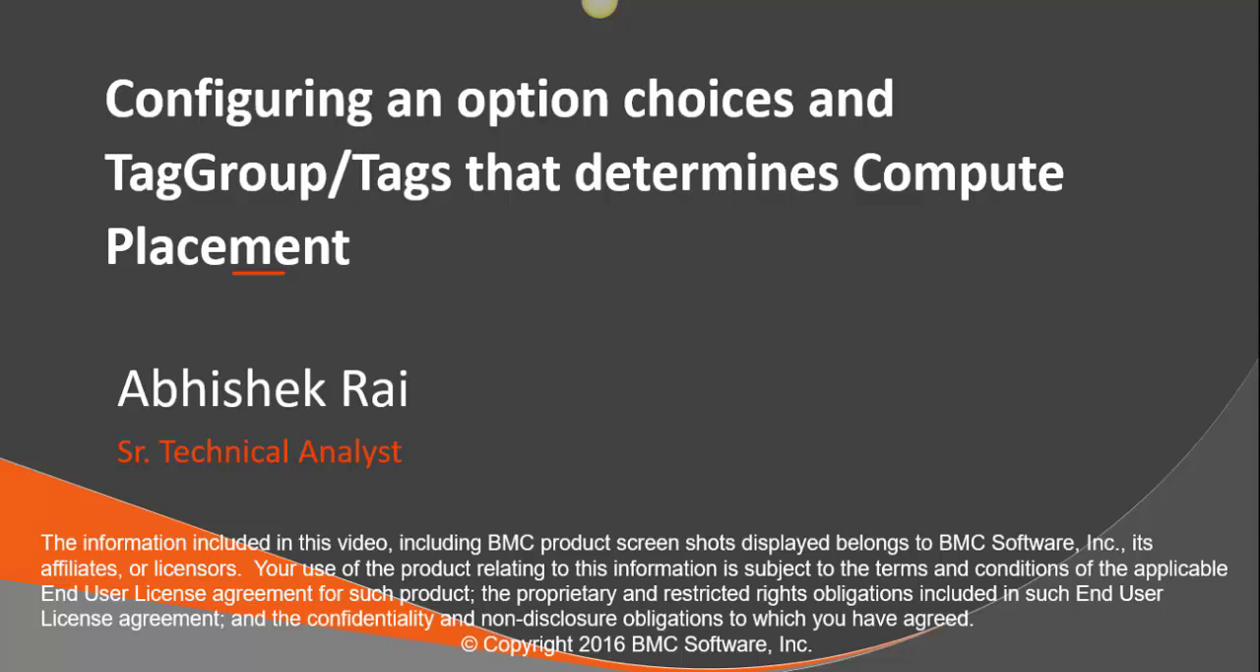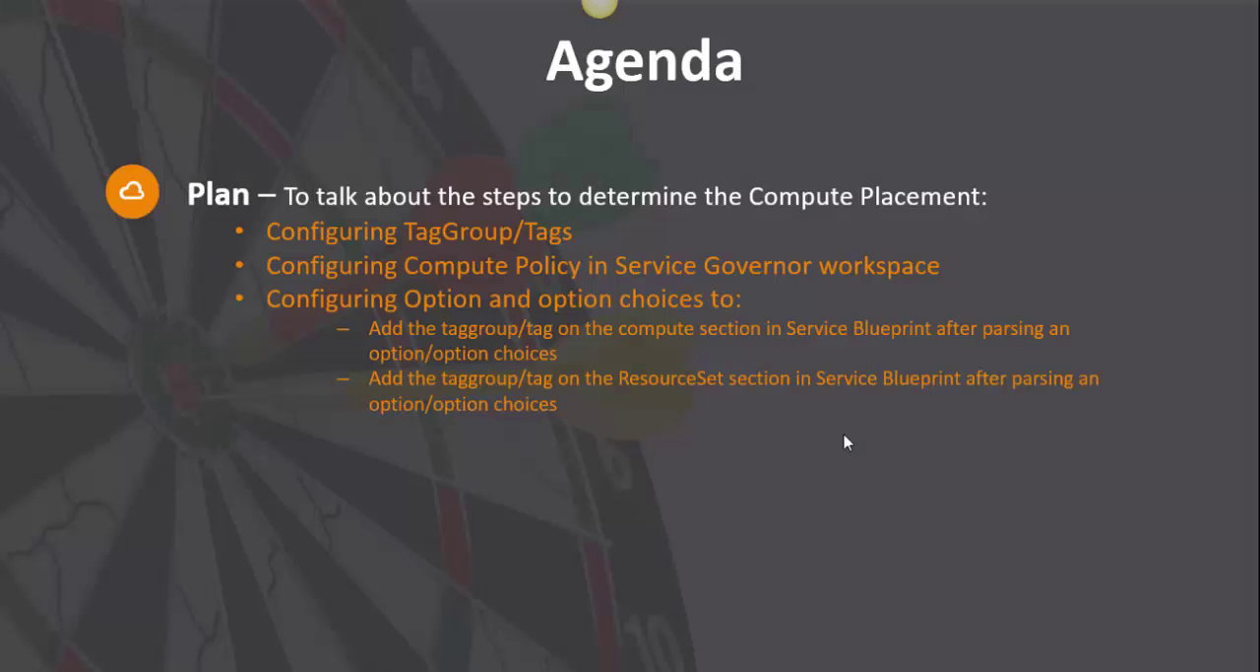Today I'm going to talk about configuring an option, option choices, and tag group tags that determine compute placement. The plan is to talk about these steps to determine the compute placement, which includes configuring tag group tags, configuring compute policy in Service Governor workspace, configuring option and option choices to add the tag group tag on the compute section in the Service Blueprint after parsing an option and option choices, and adding the tag group tag on the resource set section in the service blueprint after parsing an option and option choices. Once you're done with this configuration, you'll find policy-driven compute placement.